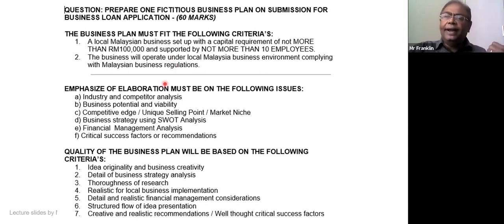All right, so you must emphasize the following issues: industry and competitor analysis. You must talk about what the industry is and who the competitors in your business are. Business potential and viability. Remember you talk about it, right? What is the potential of the business? How do you know the potential? The number of people who want to buy, you see? So multiply by the number, this is the huge business potential.